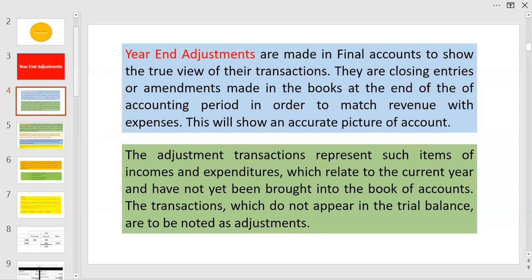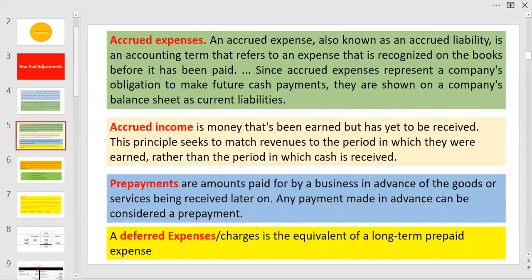Let's look at some of those adjustments which we often come across. First, accrued expenses. These are expenditures incurred or occurred, but payments yet to be made. They are obligations and firm commitments which need to be satisfied in the subsequent period. Until such time, these will appear as current liabilities in the balance sheets.